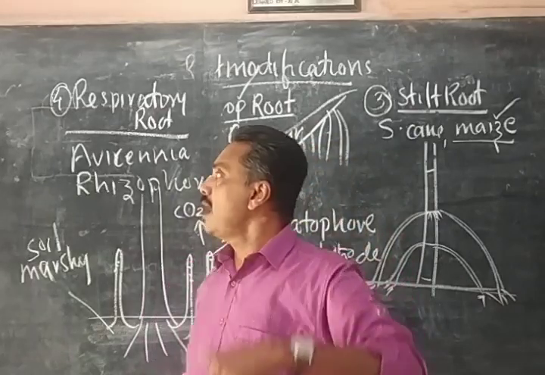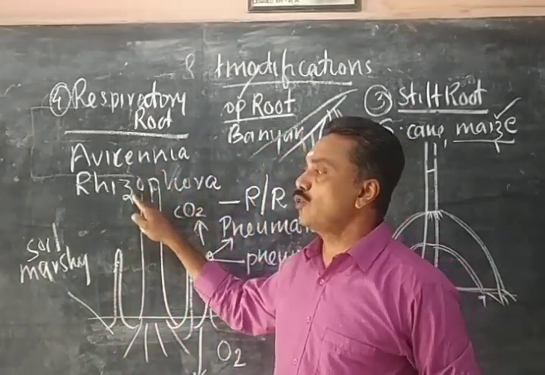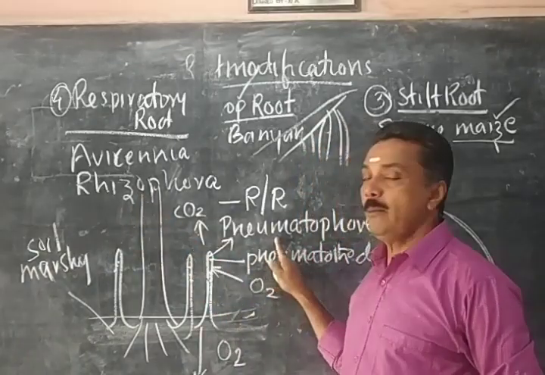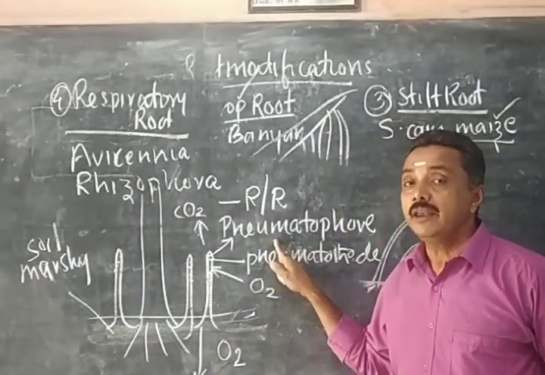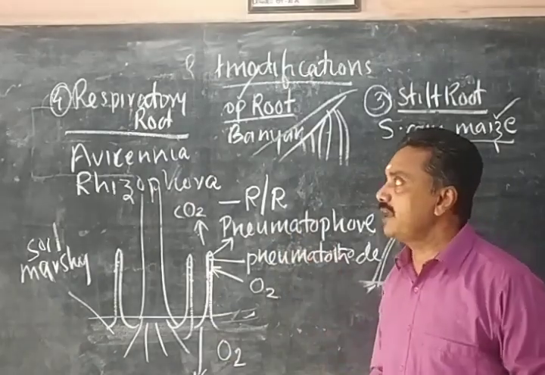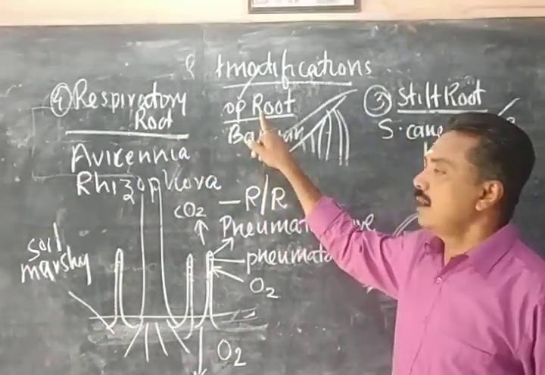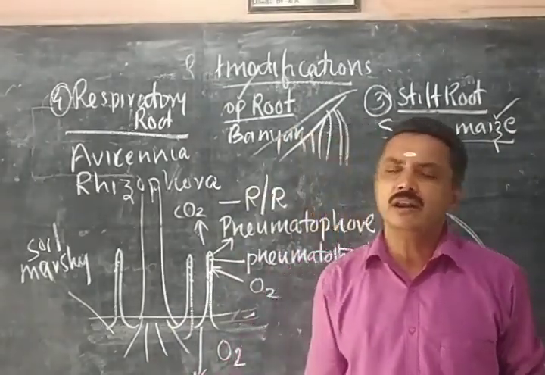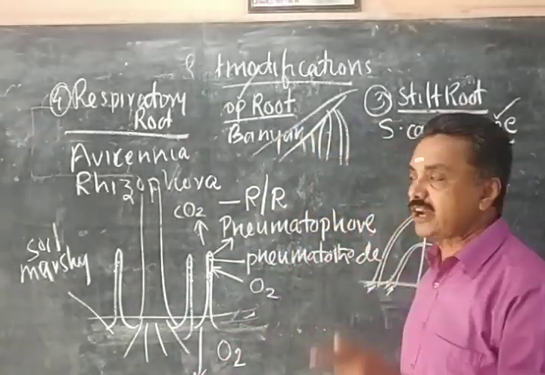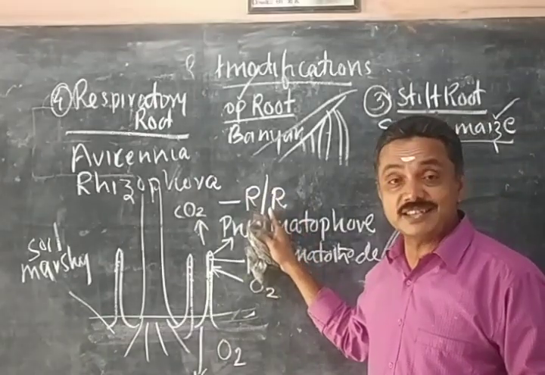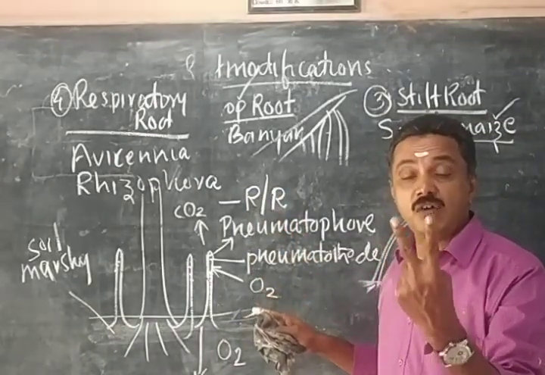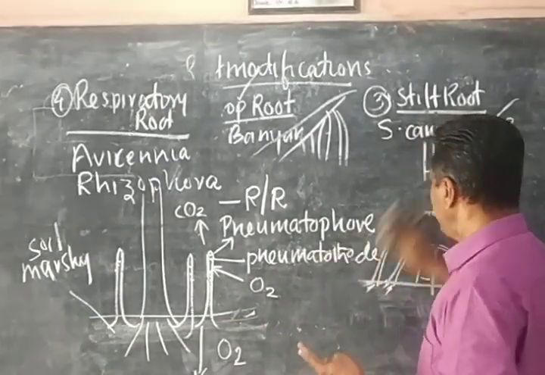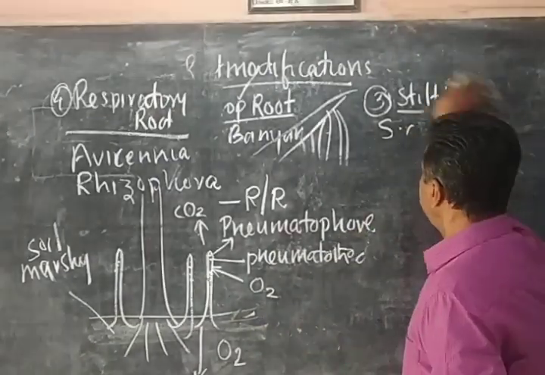And in marshy plants like Avicennia and Rhizophora, roots are helping respiration. Such roots are called pneumatophores and they are negatively geotropic. There are four examples: storage, support, respiration. Examples are very important. You have to remember all the examples. Okay, four types of root modifications. This is a question carrying 2 marks. What are the root modifications?